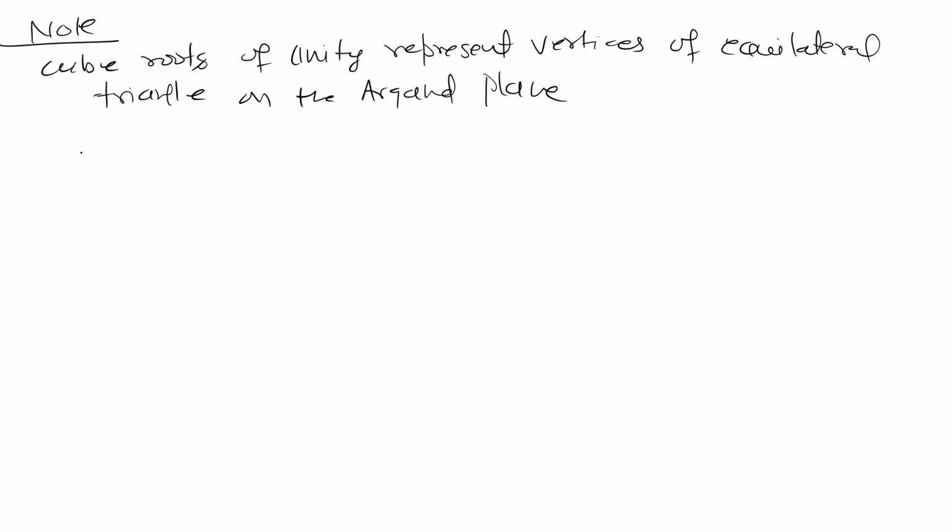So we know that for the cube root of unity, x is equal to 1 to the power 1 by 3. There are three values of x: 1, omega, and omega square, right? So basically this represents the vertices of an equilateral triangle. So now simply represent 1, omega, and omega square.